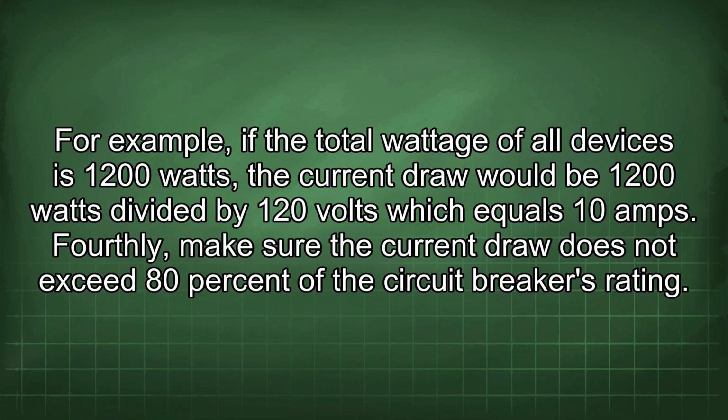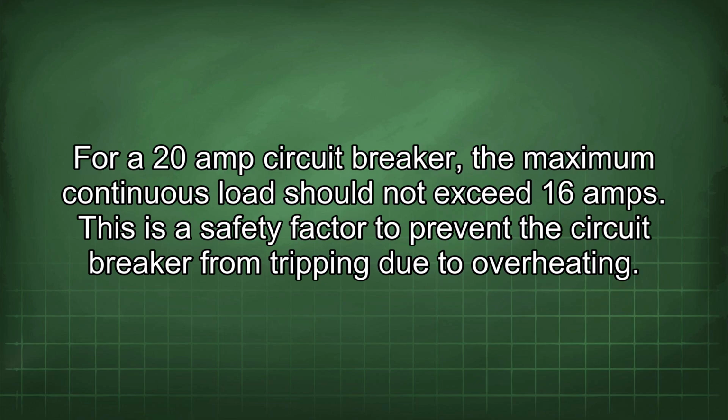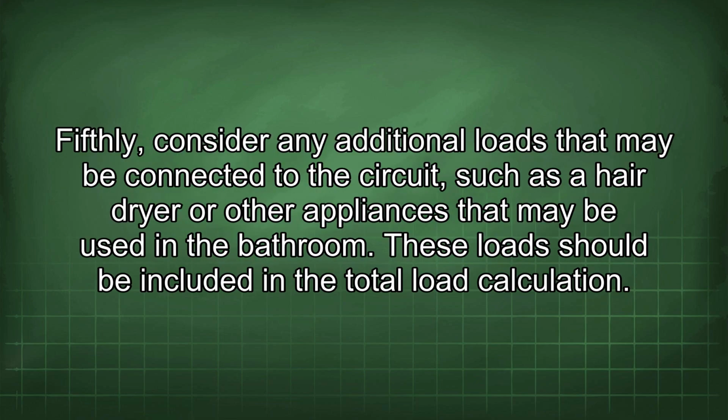Fourthly, make sure the current draw does not exceed 80% of the circuit breaker's rating. For a 20-amp circuit breaker, the maximum continuous load should not exceed 16 amps. This is a safety factor to prevent the circuit breaker from tripping due to overheating. Fifthly, consider any additional loads that may be connected to the circuit, such as a hairdryer or other appliances that may be used in the bathroom. These loads should be included in the total load calculation.